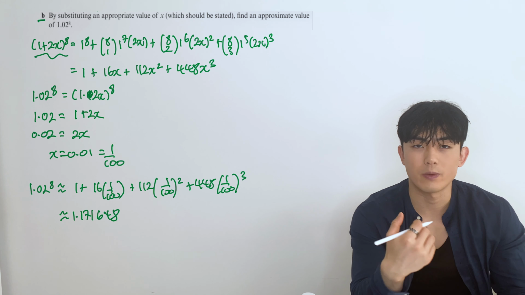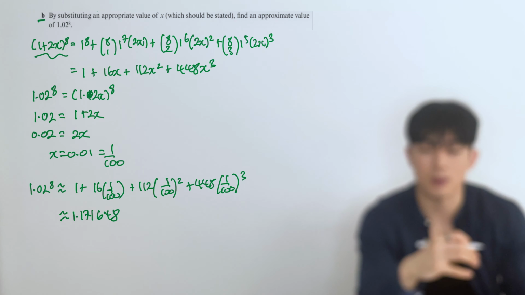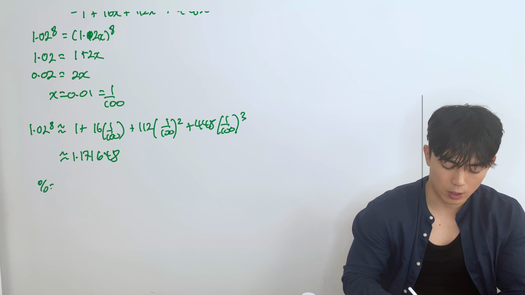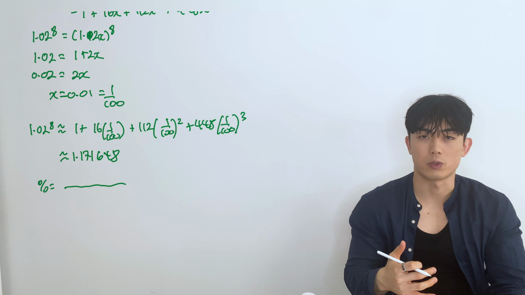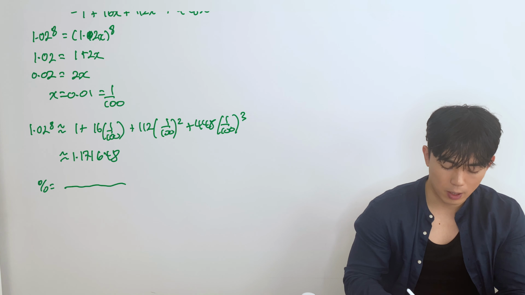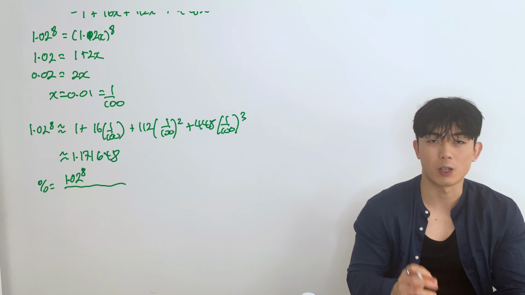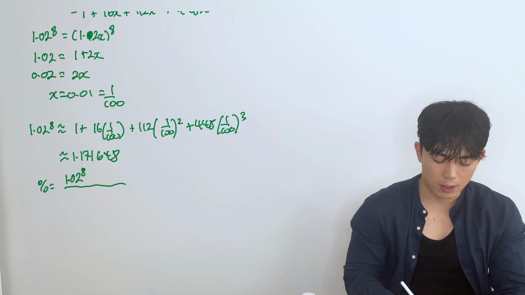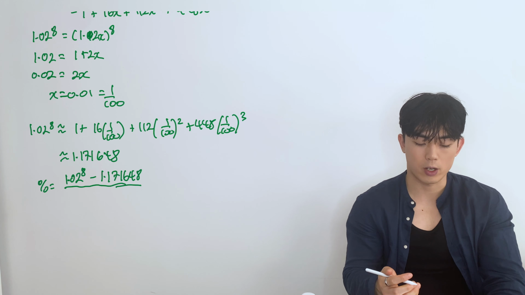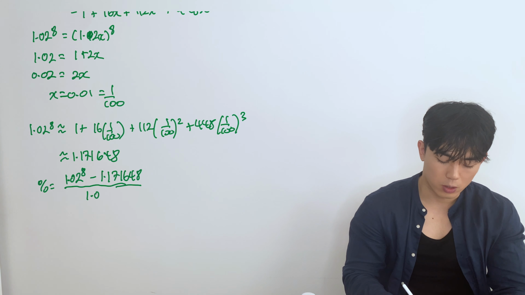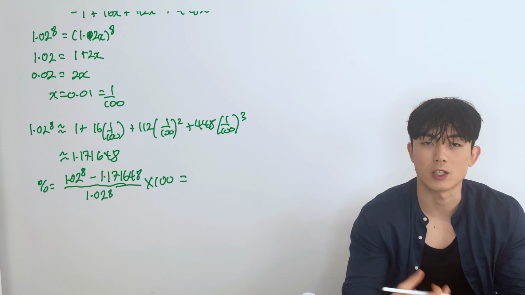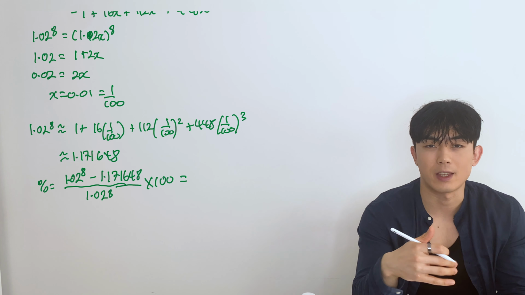A common question they could give you is, what is the percentage difference between our approximation and the true value? A percentage difference would be the difference between the two values over the original or exact one, right? So if we plug 1.02 to the power of 8 into the calculator, that would be the exact value, and that's minus our approximation. So this would be the difference between the approximation and the true value. Then we divide it by the true value, 1.02 to the power of 8, and multiply by 100, and this will give us the percentage difference between the approximation and the exact value.